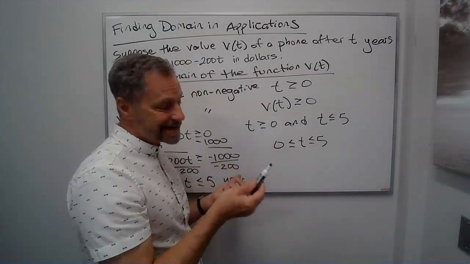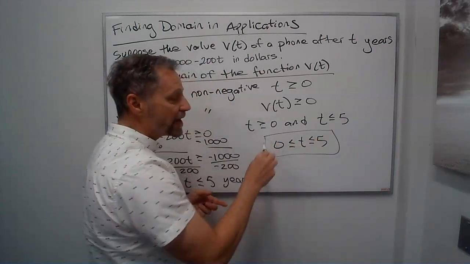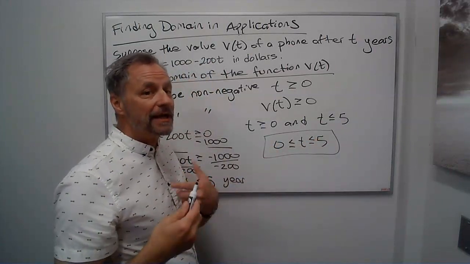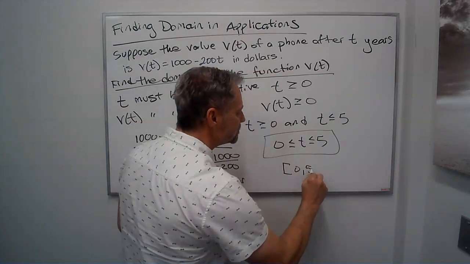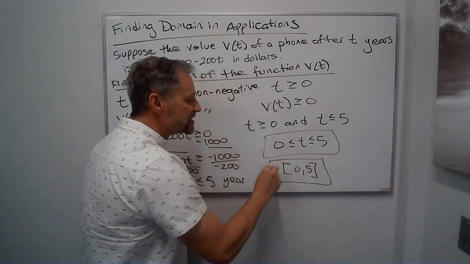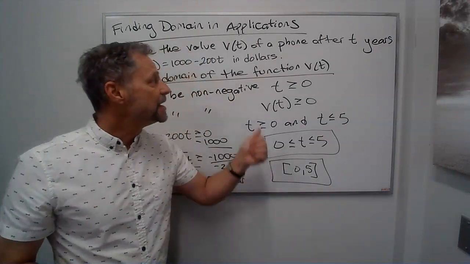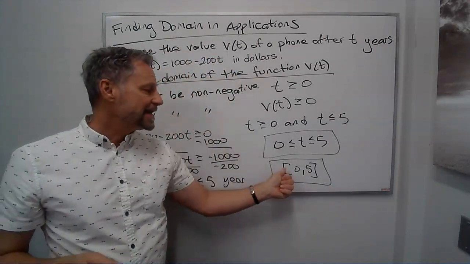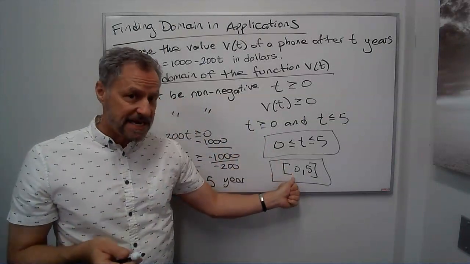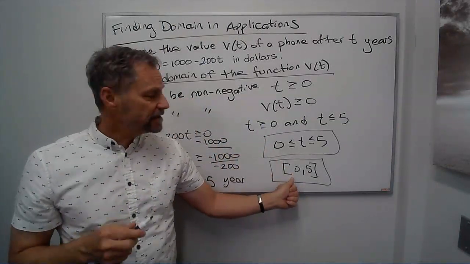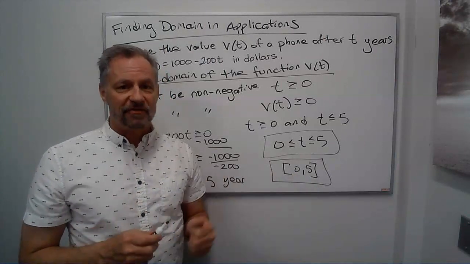If we want to write it in inequalities, we'd write it this way. If we want to write it in what they call interval notation, we would go, oh, it's 0 to 5, bracket on each side, because it can include any of those. But the domain in this problem, this function is only defined for values of t, my input, or my independent variable, from 0 years to 5 years.